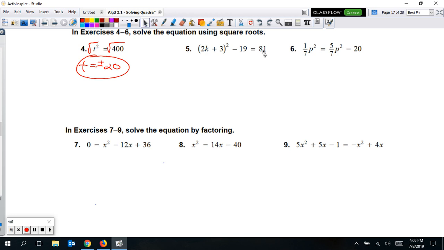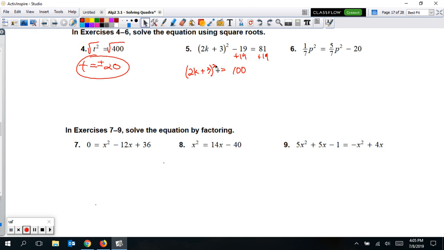So we're going to add 19 to both sides. So plus 19 on one side, that will cancel the 19s here, and we're going to have to add 19 to 81. So I'm getting 100 here. So the 2k plus 3 squared, that binomial, is now going to equal this 81 plus 19, which is 100.